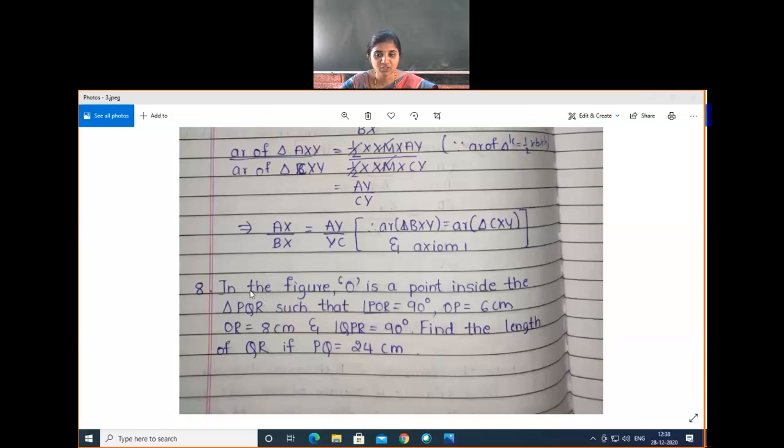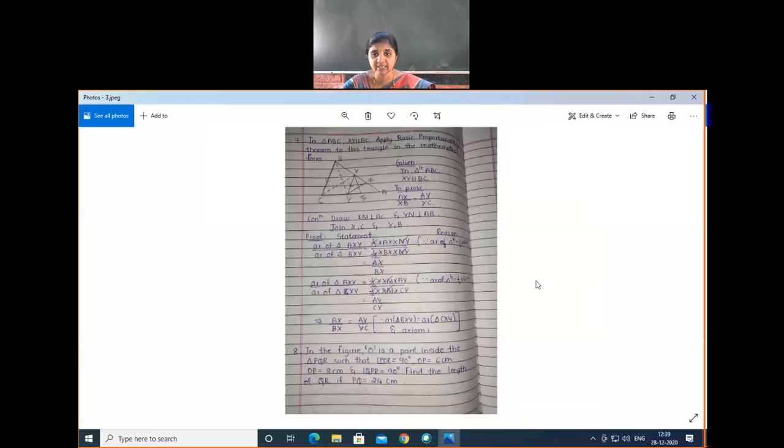See, the 8th question is like this. In the figure, O is a point inside the triangle PQR. I'll show the picture on the next page. First, let us understand the problem. In the figure, O is a point inside the triangle PQR such that angle POR is equal to 90 degrees. OP is 6 centimeter, OR is 8 centimeter, angle QPR is 90 degrees. Find the length of QR if PQ is 24 centimeter. This is the data. Let us see the diagram once.